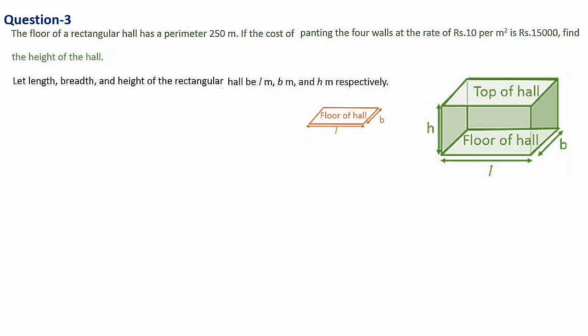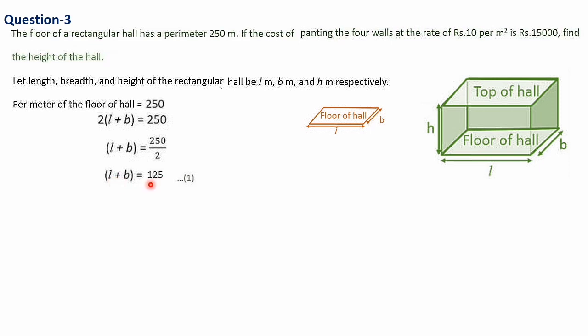Given to us, the perimeter of the floor of the hall is 250 meters. The floor is a rectangular shape with length and breadth. So the perimeter of the rectangle, we know the formula, is 2 into (L plus B) equals 250. From here we can calculate L plus B. This 2 comes to the right side, that is 250 by 2. So L plus B is equal to 125. Let it be equation number 1.